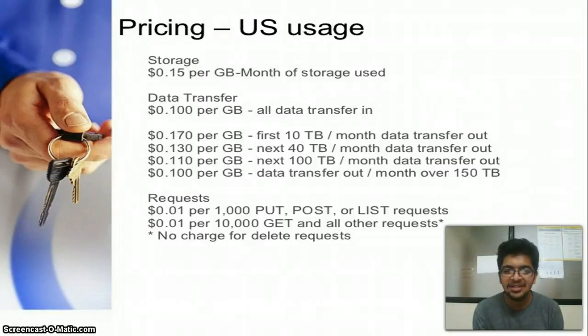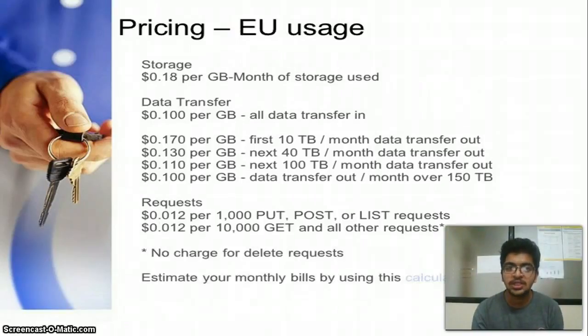Basically it is distributed based on the location, and these prices are mapped according to those locations. Requests cost $0.1 per 1000 put, post and list requests. Put, post and list are nothing but the various commands which are used to store the data, and the same goes for get and other requests. There are no charges for delete requests. Now it's for Europe usage.